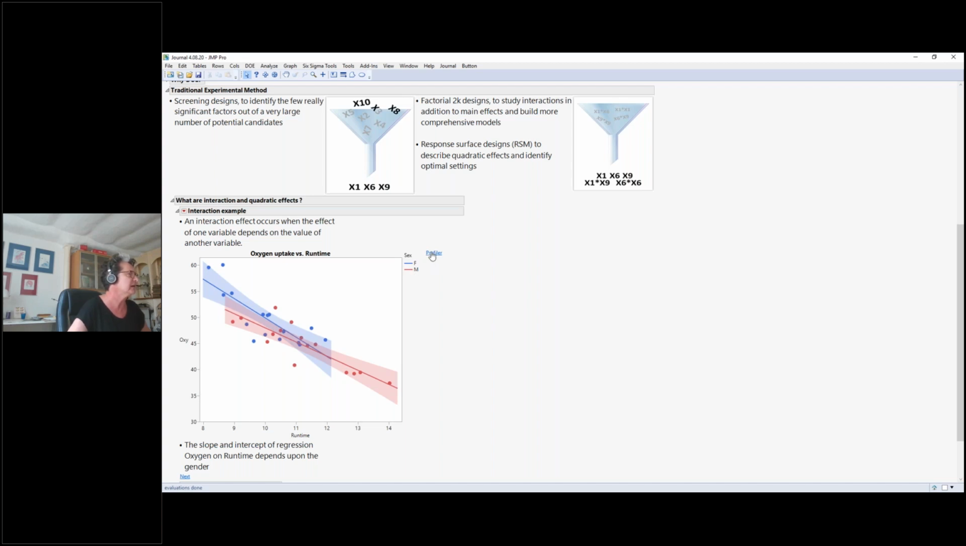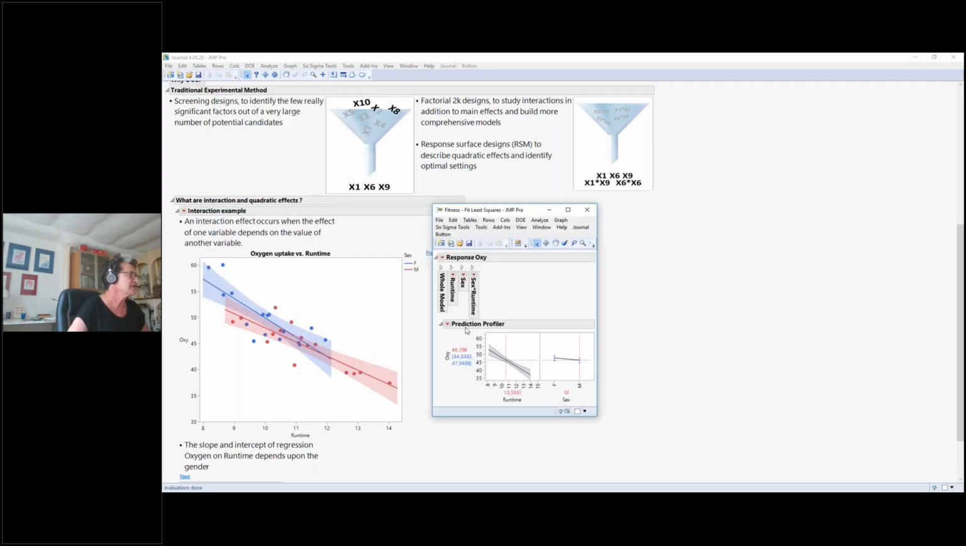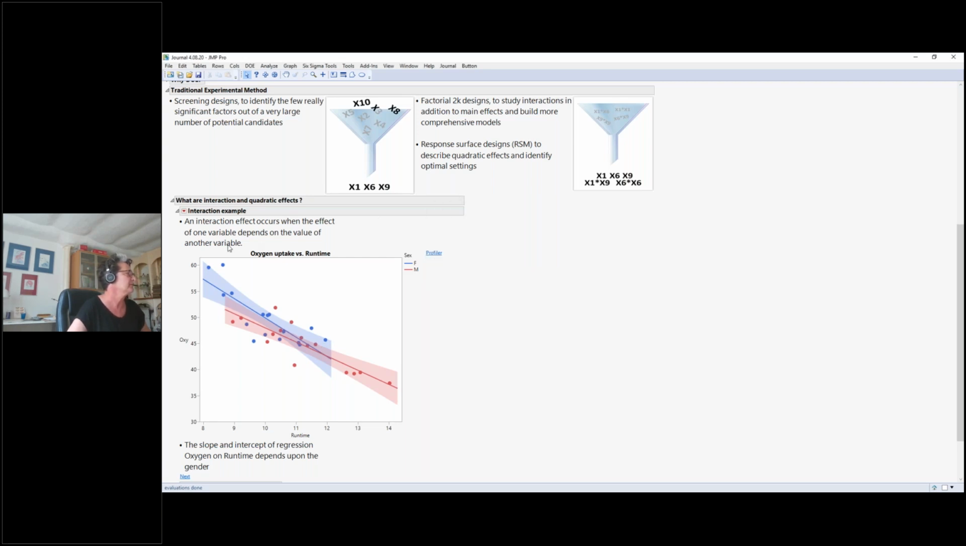You can also see that if you build the model by using the profiler, and we will use the profiler quite a lot in this presentation, you can see again the oxygen uptake depending on the runtime. And here we also have a profiler of the gender. If I switch from man to woman, you can see that the slope is different between the two genders. So this is what we call an interaction: the effect of one factor depends on the value of another factor.